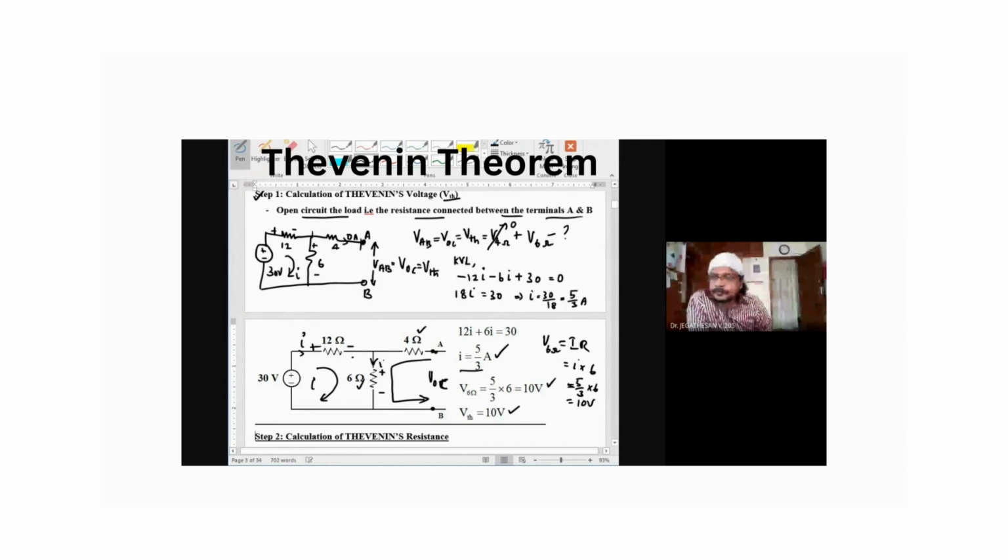So VTH or VAB or VOC is the open circuit voltage. That is the reason we have not taken the 12 volt here. 12 volt is not part of the open circuit terminals. 12 volt is part of some other mesh or some other loop. That is the reason 12 volt is not taken for open circuit voltage. Now you understood? Yes, sir.